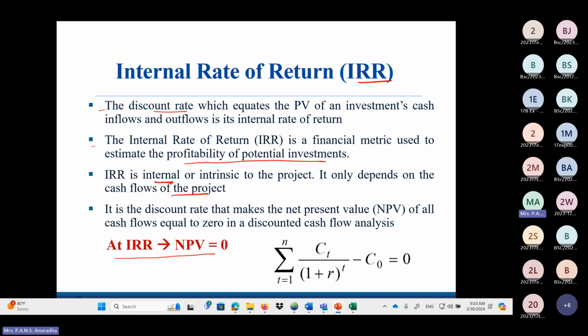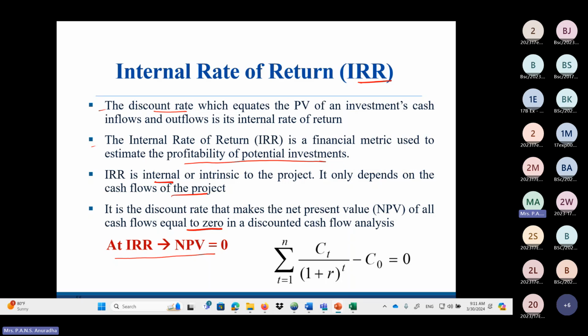So I think you have some idea about the IRR. It is the discount rate that makes the net present value of all cash flows equal to 0. Technically, at IRR, NPV is 0. Therefore, IRR is the discount rate that makes the net present value of all cash flows equal to 0. So this is IRR.